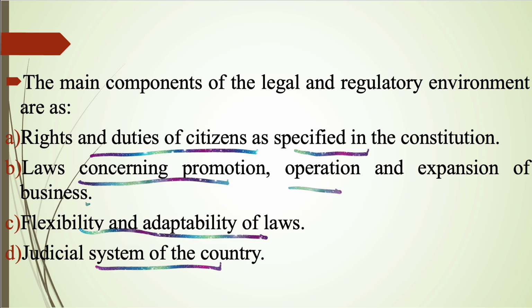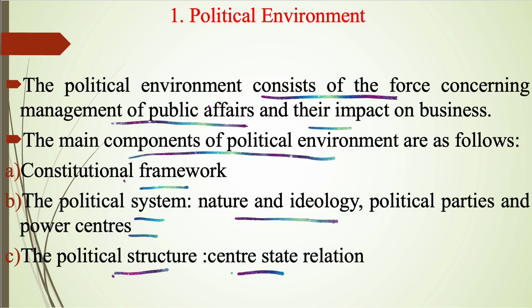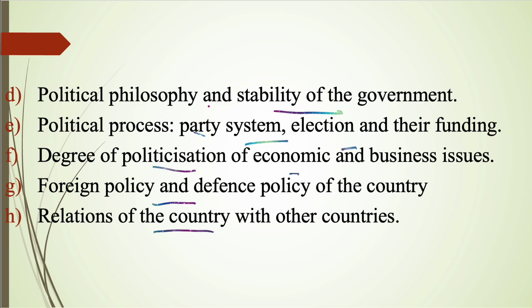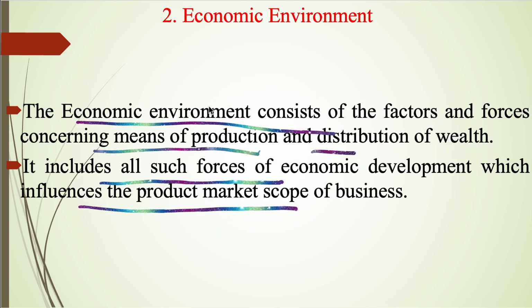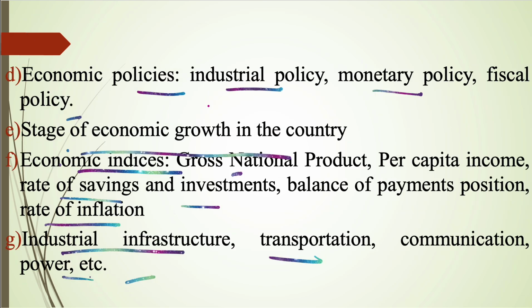Now we are discussing each one by one in detail. These factors include political environment, economic environment, social environment, and legal and regulatory environment. Here, political environment includes political system, political structure, constitutional framework of the country, political philosophy, process, foreign policies, defense policies, and so on. Whereas economic environment includes different factors or forces like nature of economic system, organizational development, structural anatomy, economic policies, stage of economic growth, economic indices, and so on.